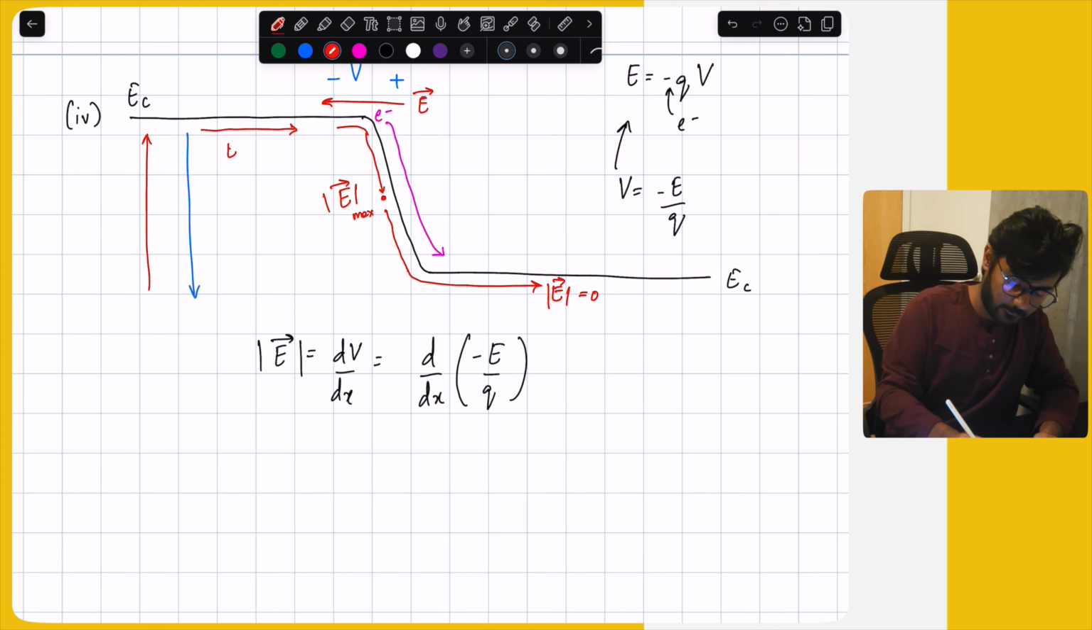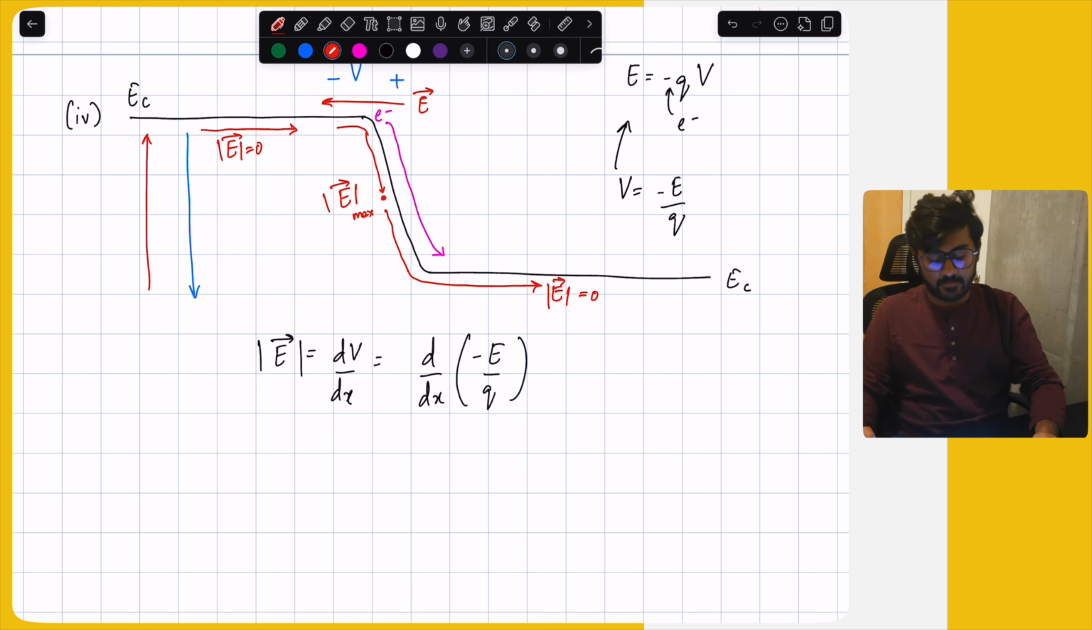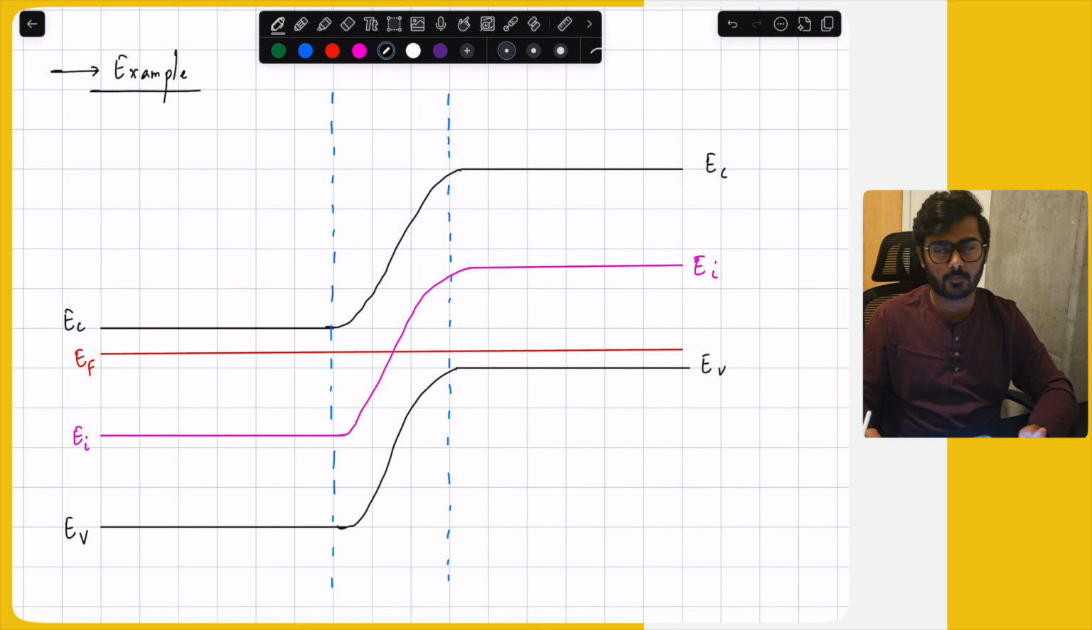So here it is 0 and here it is 0. So this way we can actually find what is the magnitude of the electric field. So these are the information that we can actually get by just analyzing the energy band diagrams. So now that we know what data we can actually get from looking at these diagrams, let's take an example and see how all these fit together.